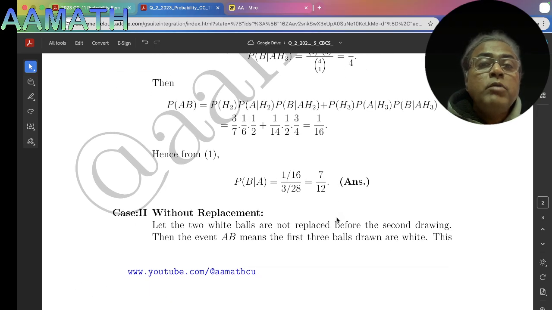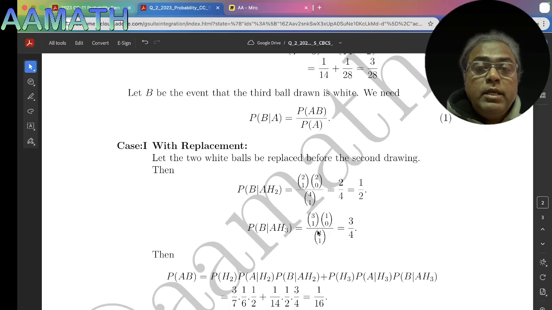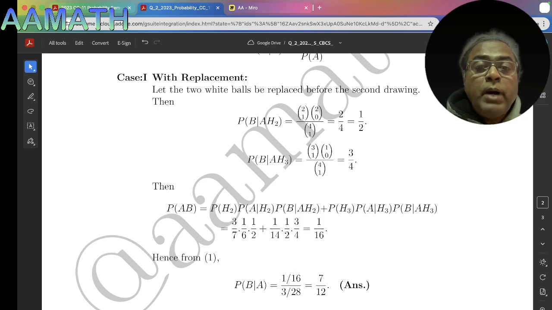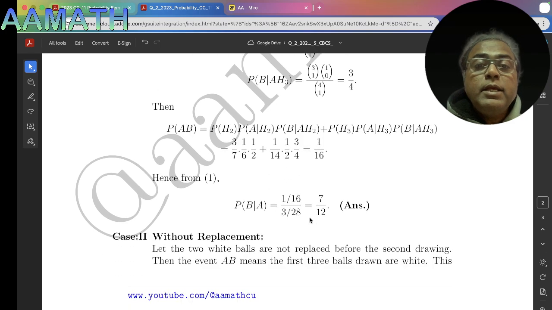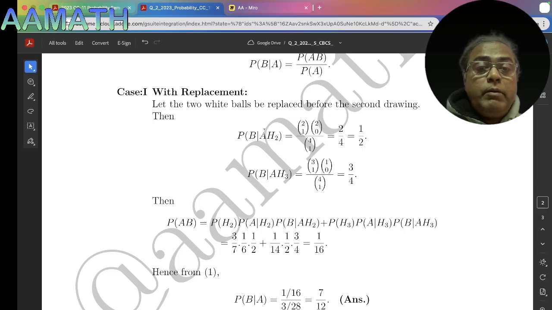Hence, from 1, the conditional probability PB by A equals PAB by PA, and putting these values, this is equal to 7 by 12, and this is the required probability for the case with replacement, when two white balls are replaced in the second urn.